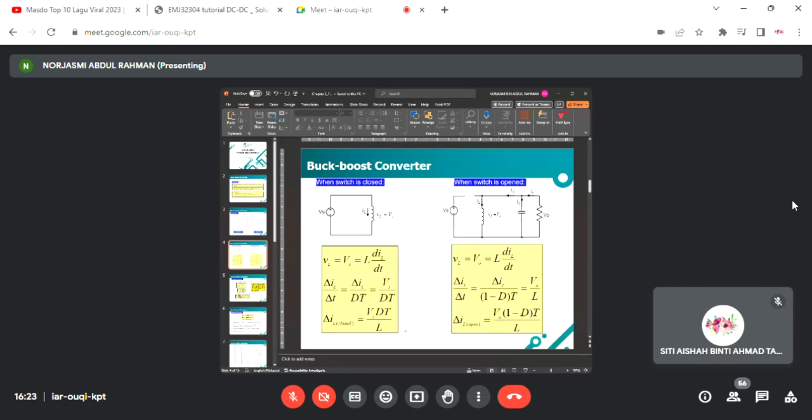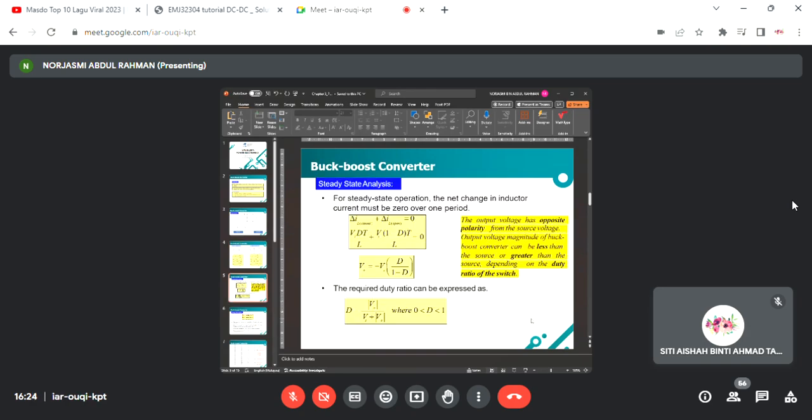Basically, these two equations look the same, but they are distinguished by the voltage source here and the output voltage here, and the time term is dT, while this one is (1 minus d)T. For steady state operation, you know that the net change in inductor current must be 0 over one period. So delta IL during switch on plus delta IL during switch off equals 0.